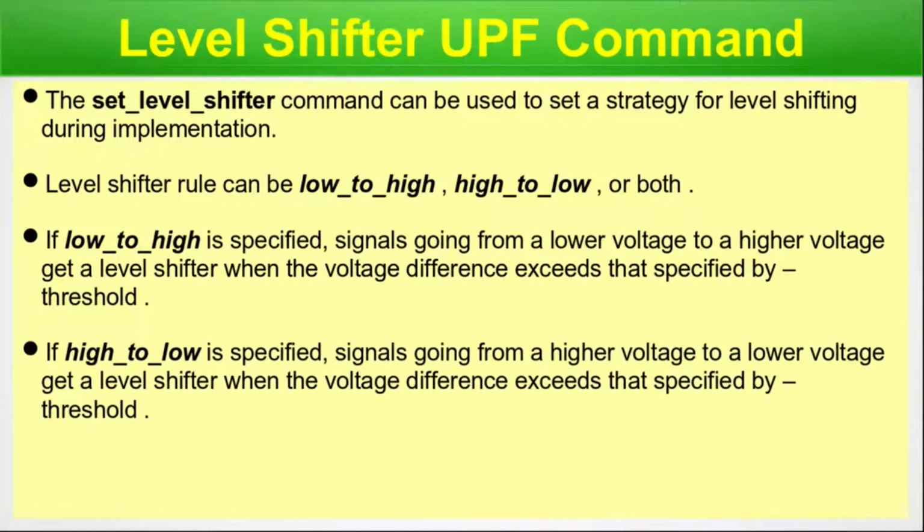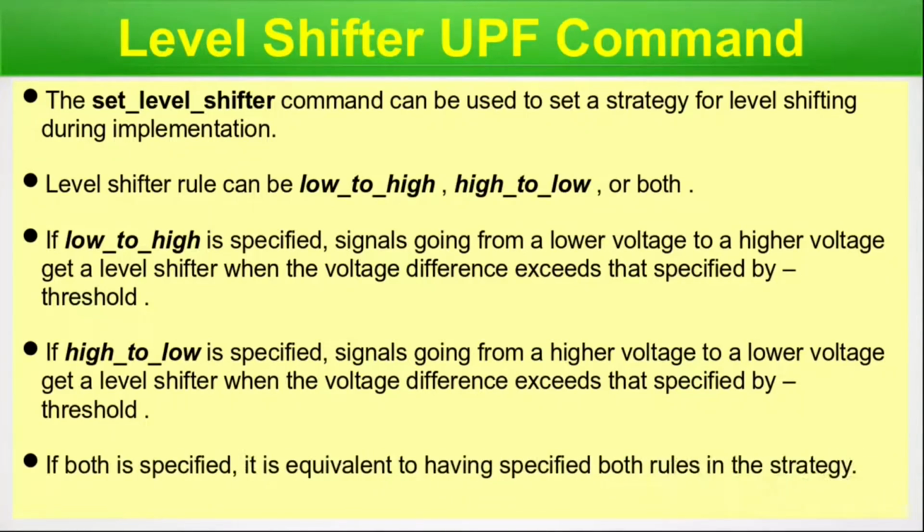If high to low is specified, signals going from a higher voltage to a lower voltage get a level shifter when the voltage difference exceeds that specified by the threshold. If both are specified, it is equivalent to having specified both rule strategies. In summary, this is the particular UPF command that pulls in the particular types of level shifter from the standard cell library. We're done with these slides.